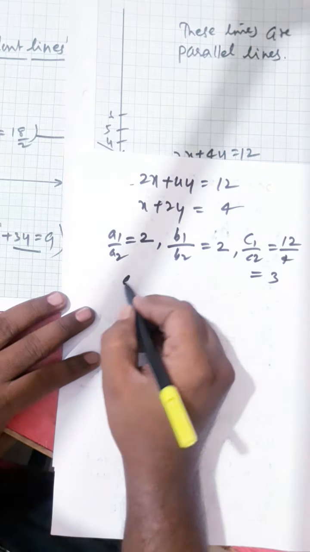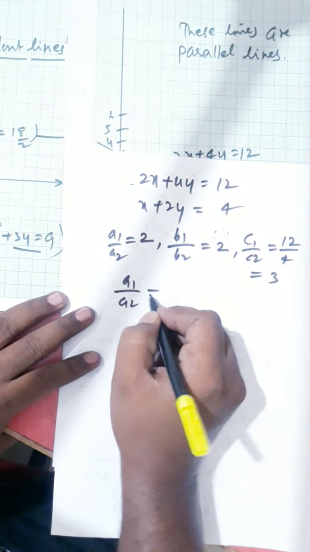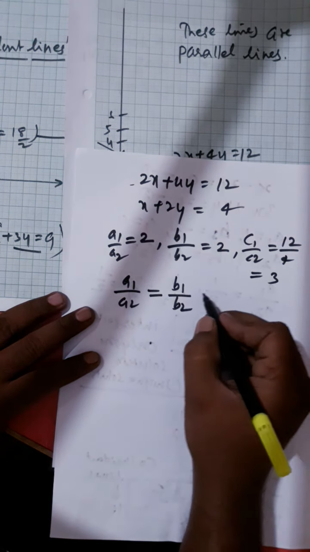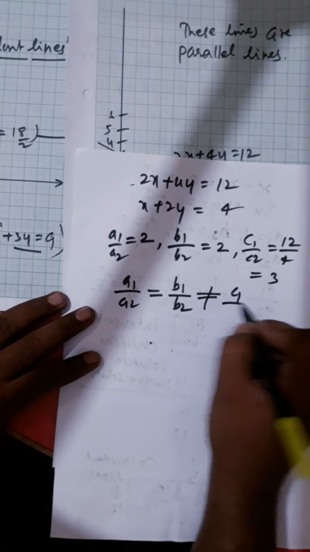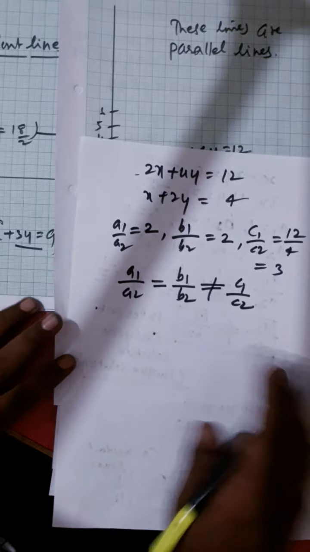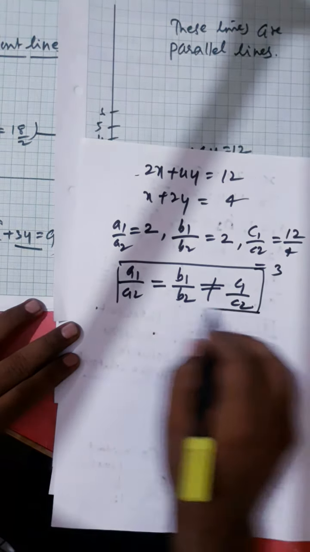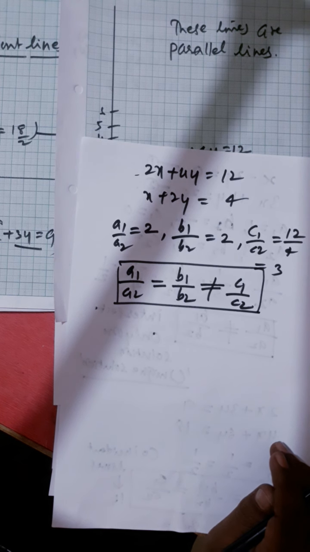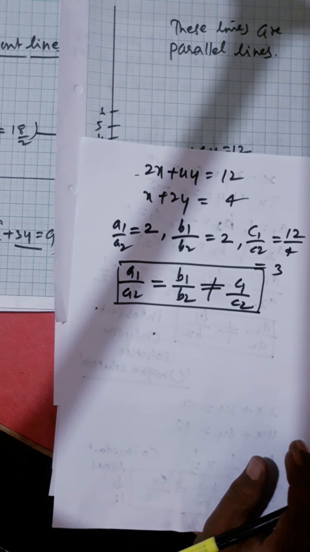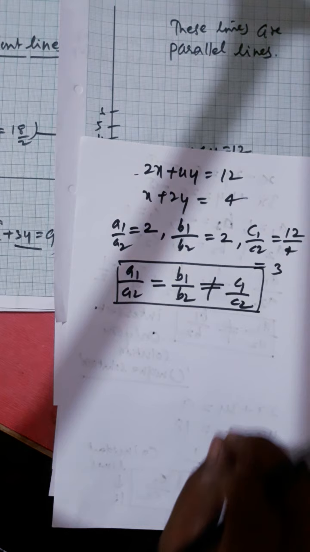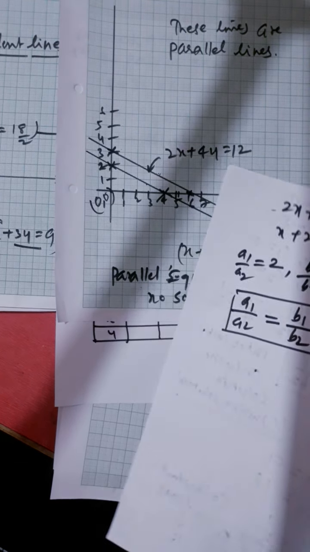This means that a1 by a2 is equal to b1 by b2, which is not equal to c1 by c2. If a set of lines satisfies this condition, then we say that they are parallel lines. Then how many solutions do they have? There is no common point which lies on both the lines. Therefore we say that these two lines are parallel, and they have no solution.